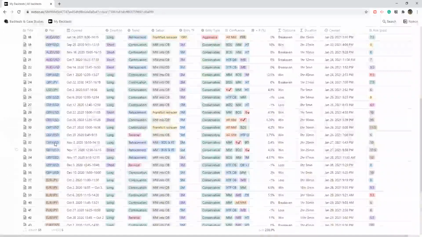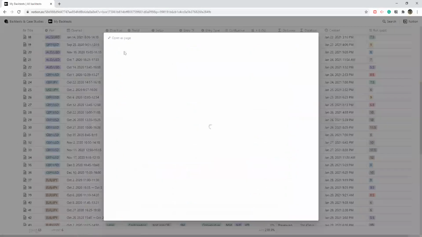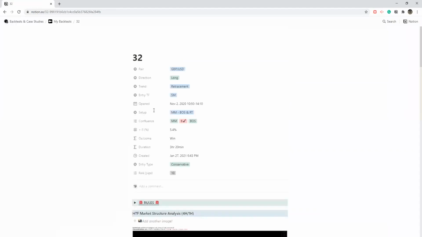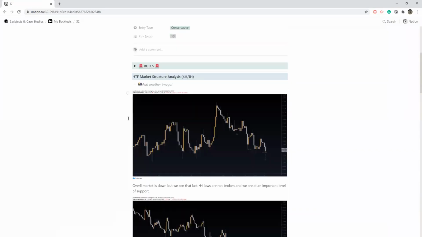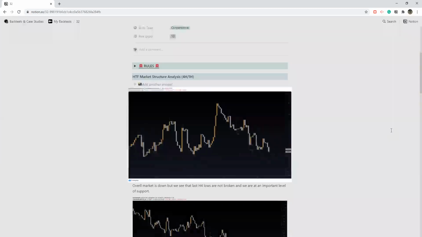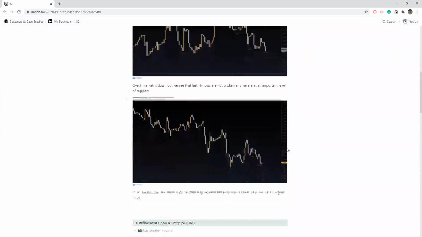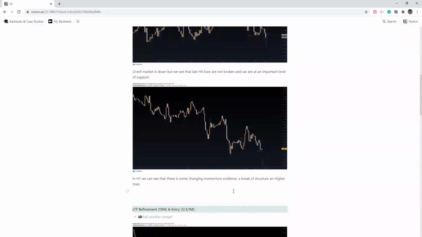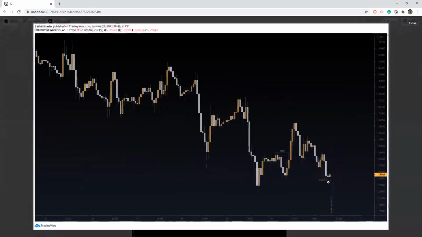This was trade 31. Okay, so this is trade 32. In a downward market, there is an unbroken, respected level of support. The market is down and just respected this OB, moving to the downside, a little bit extended down, maybe targeting to create a lower low. In 1H, we can see some changing momentum evidence, break of structure and higher lows.